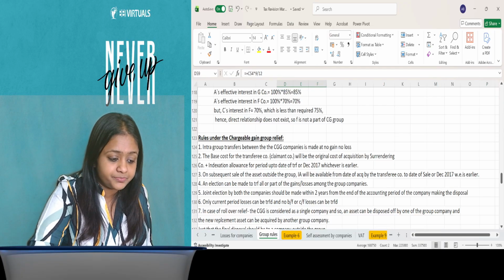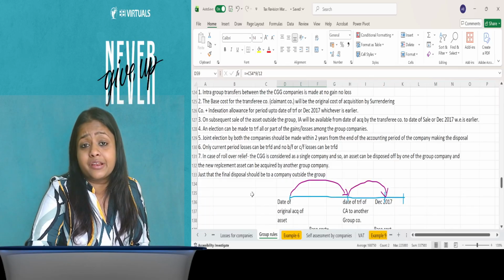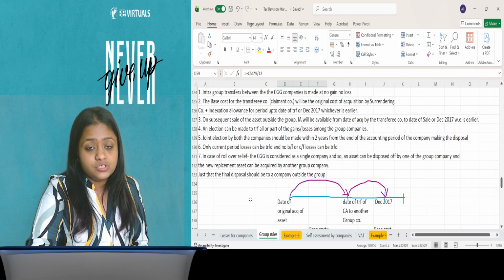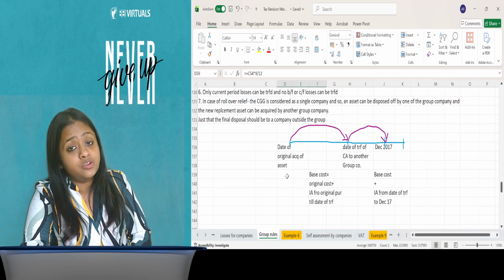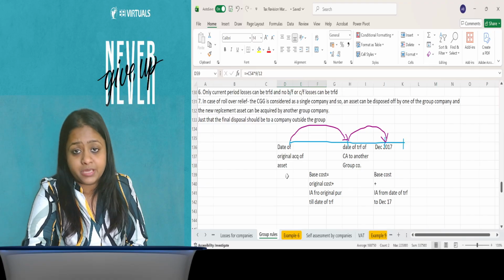And we will always calculate the indexation allowance. So understand here, this is important. How do you calculate the indexation allowance in these CG group cases?